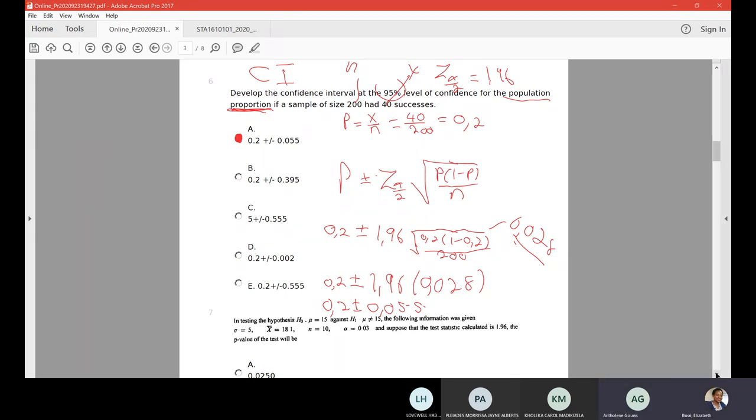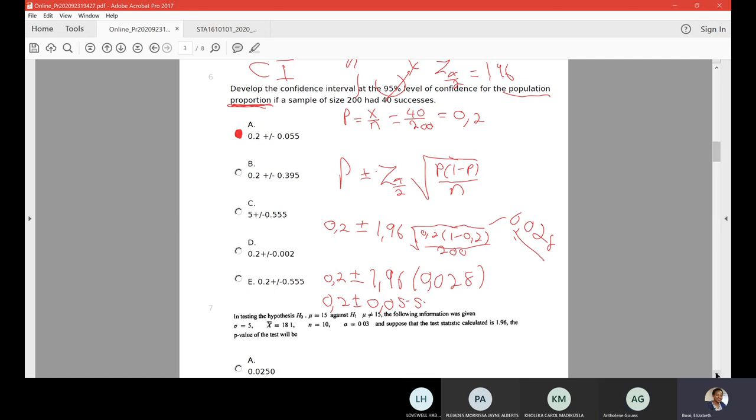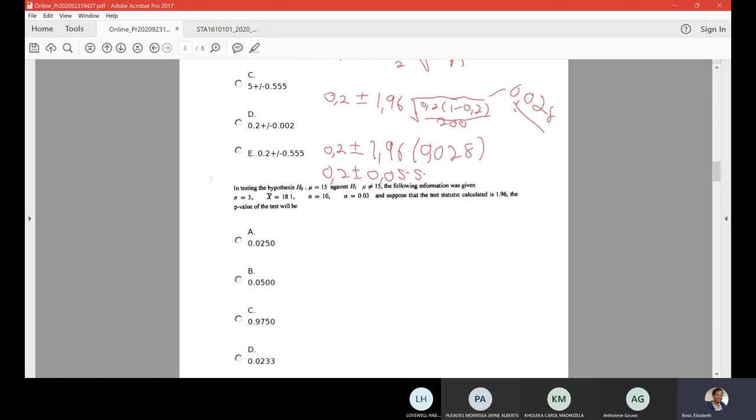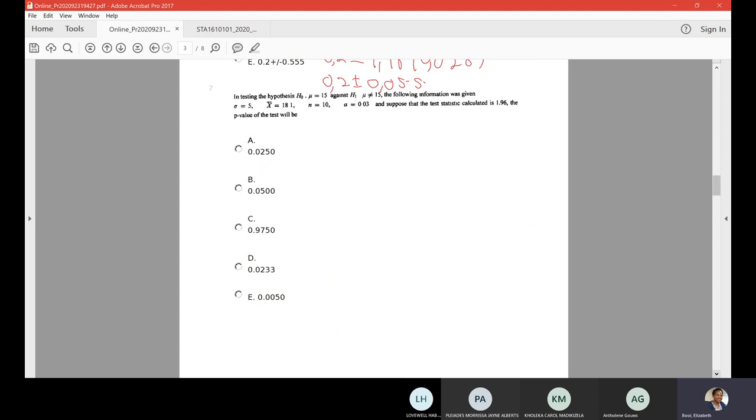Okay, I think this will be our last one, and then the rest we'll discuss tomorrow. And this is hypothesis testing, because already I can see the question asks about hypothesis. So this is hypothesis.